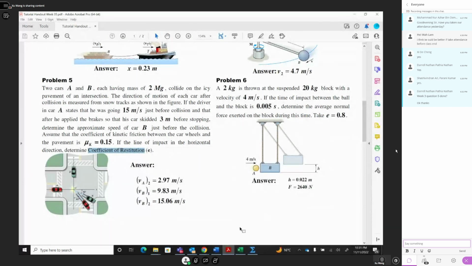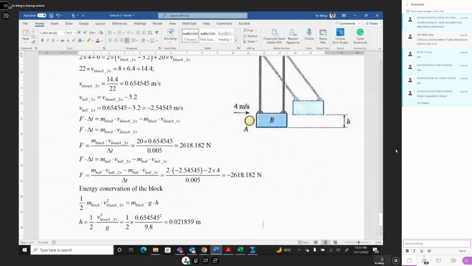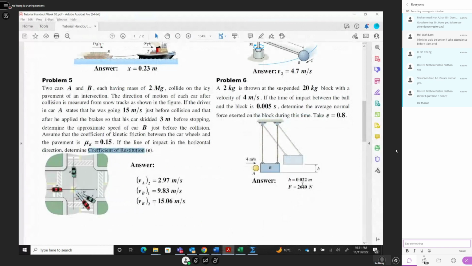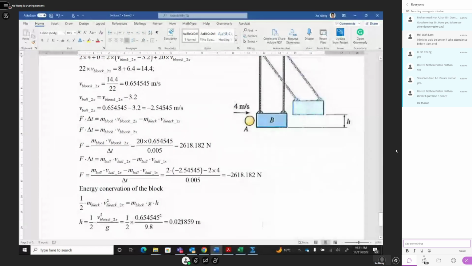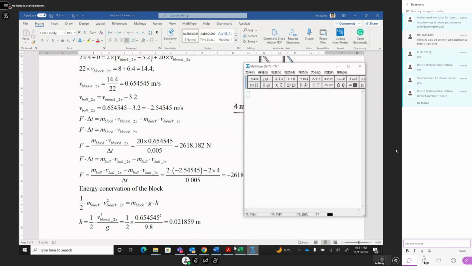2640, right? We have a little bit of difference. 2640. What do I get? 2618. Yeah. And for the other one, H is 0.022. And what do I get? 0.01822. Approximately the same. Okay. Then we have the 10 minute break. Okay, continue.